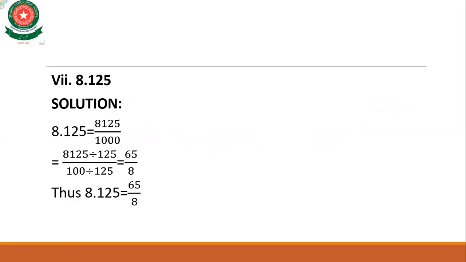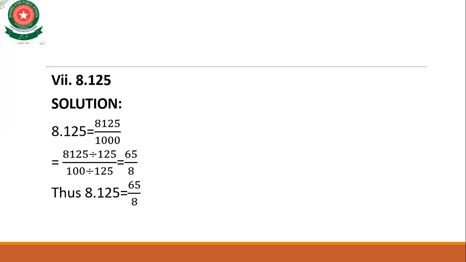Now we are going to discuss part number 7, 8.125. Here, first of all, we have to change the decimal into a rational number by placing 1 below the decimal point, and then we have to put 3 zeros because there are 3 digits after the decimal point. So our equation will be 8.125 is equal to 8125 over 1000.